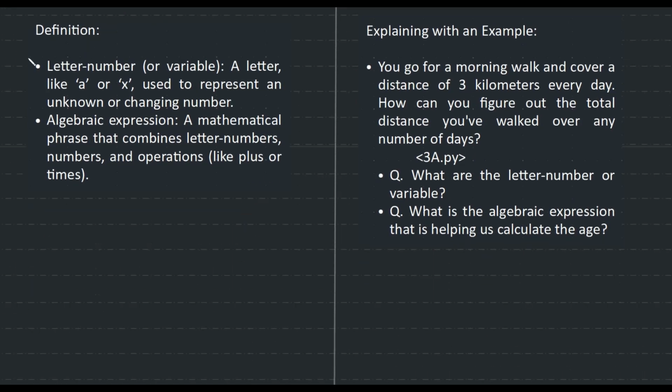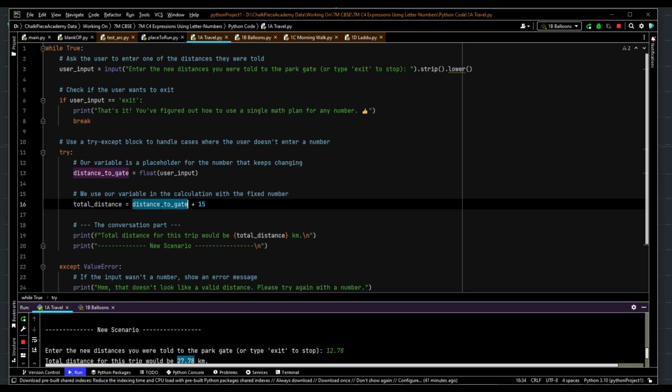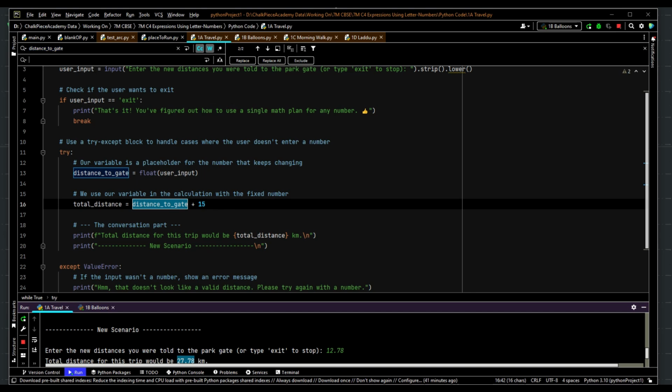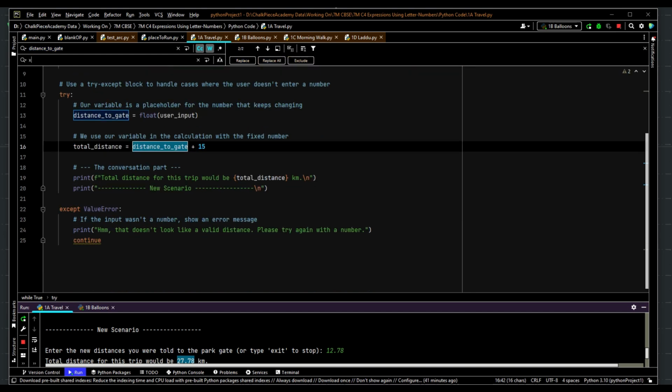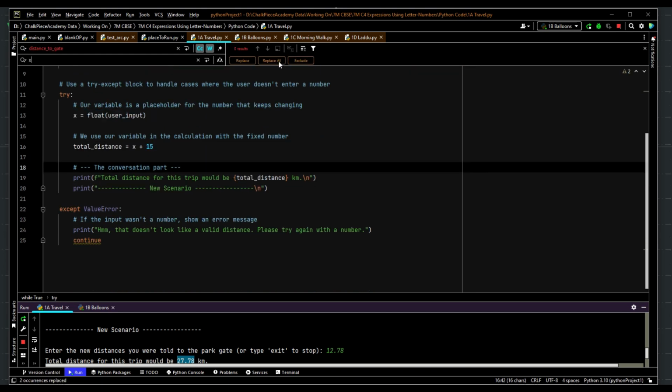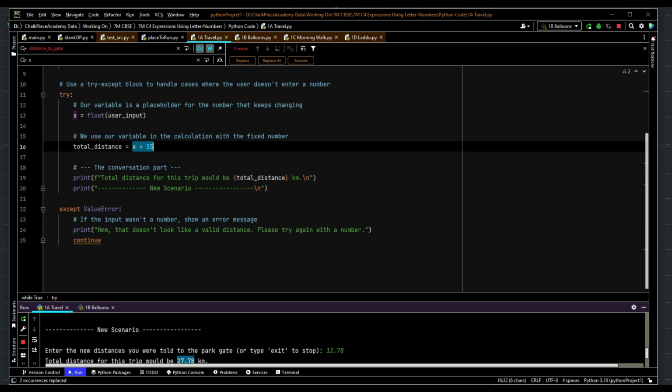Now, as a definition, letter number or variable, I use this word as well. A letter like A or X or L or B or even an entire sentence is used to represent an unknown or a changing number. Like here I've used distance to the gate. Instead of that, say I use X. Let me do that. See here, X plus 15.